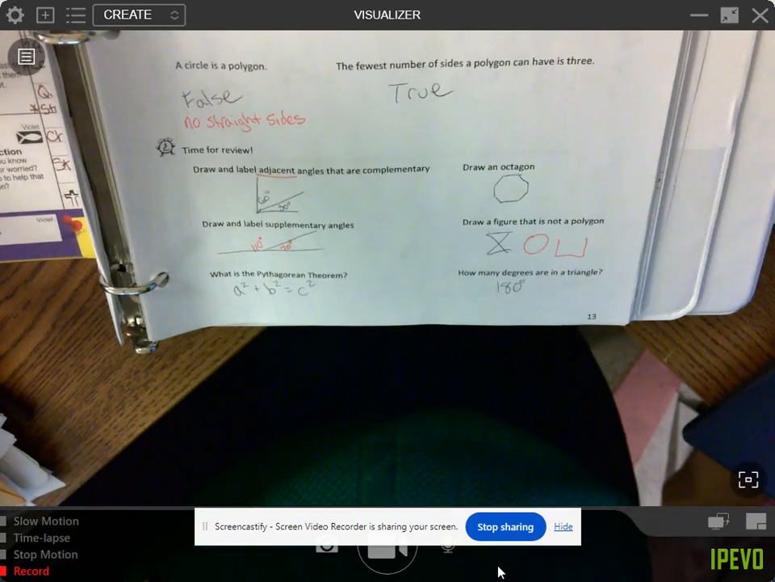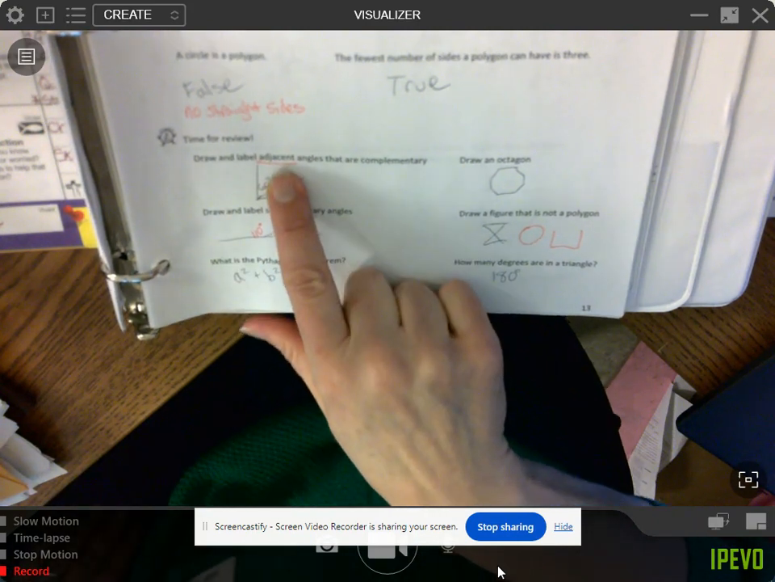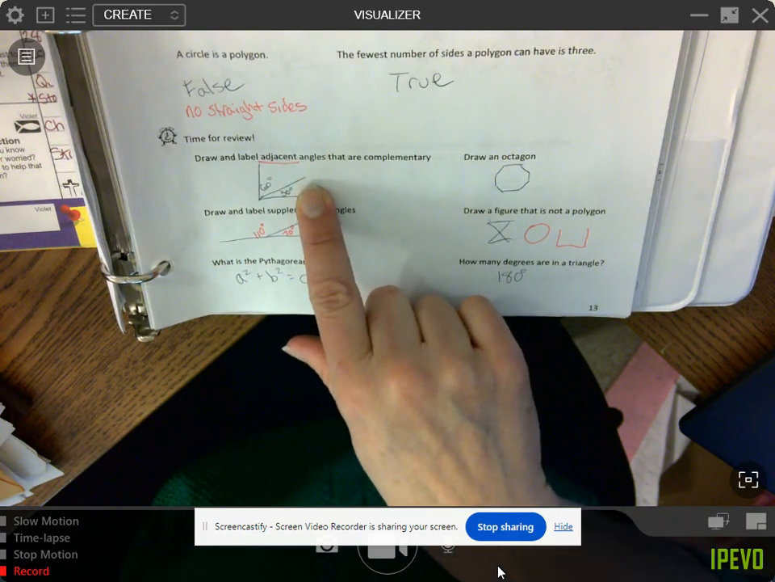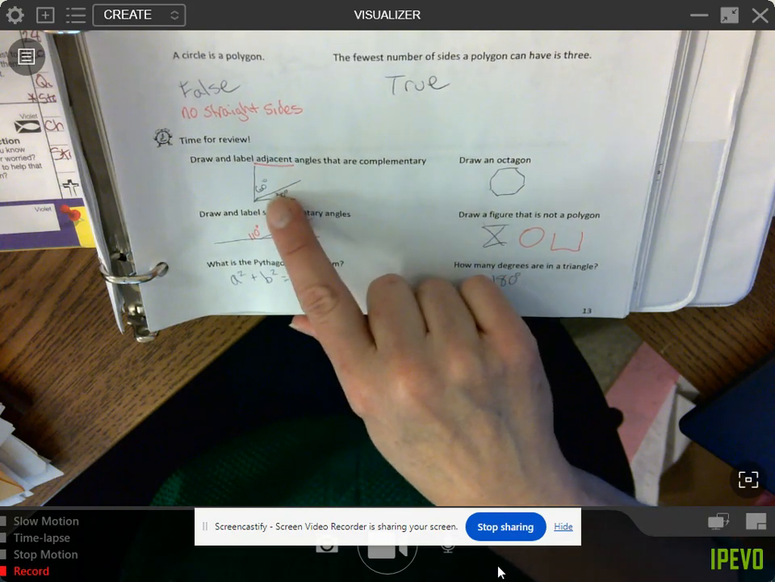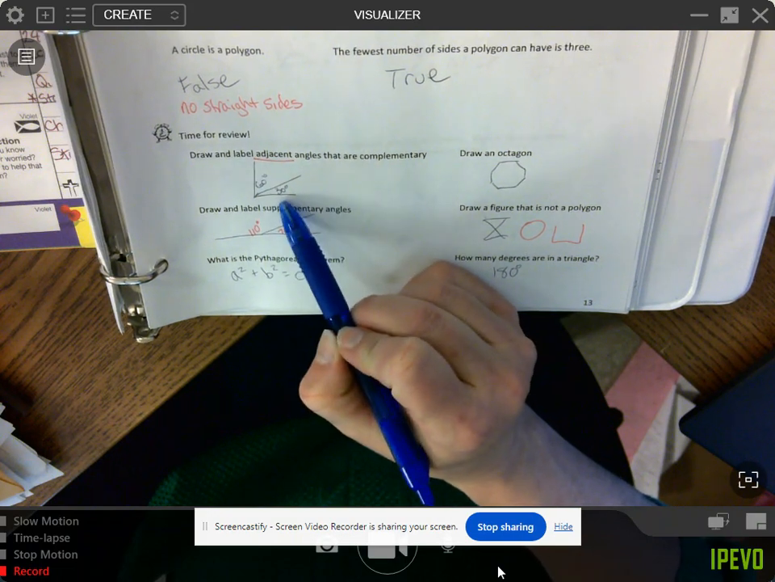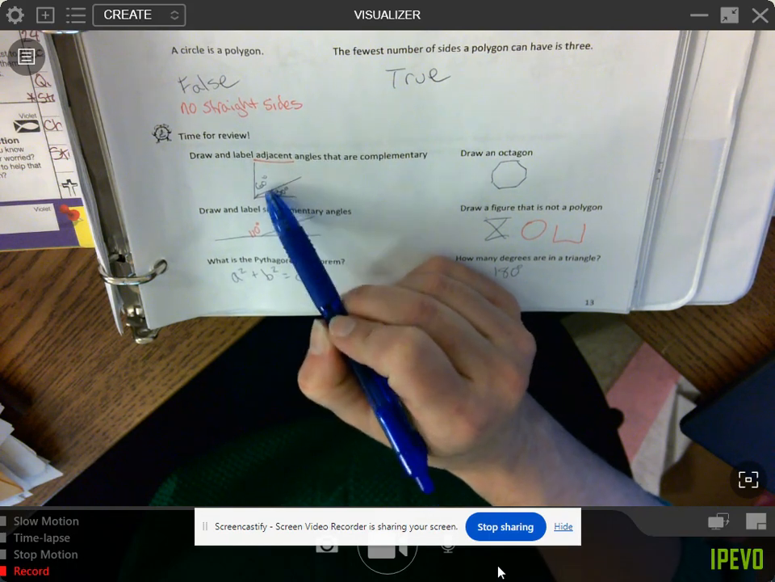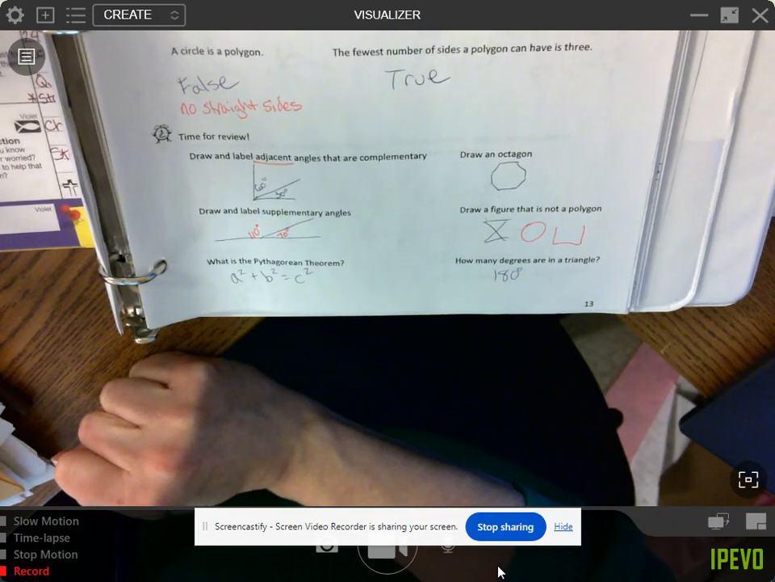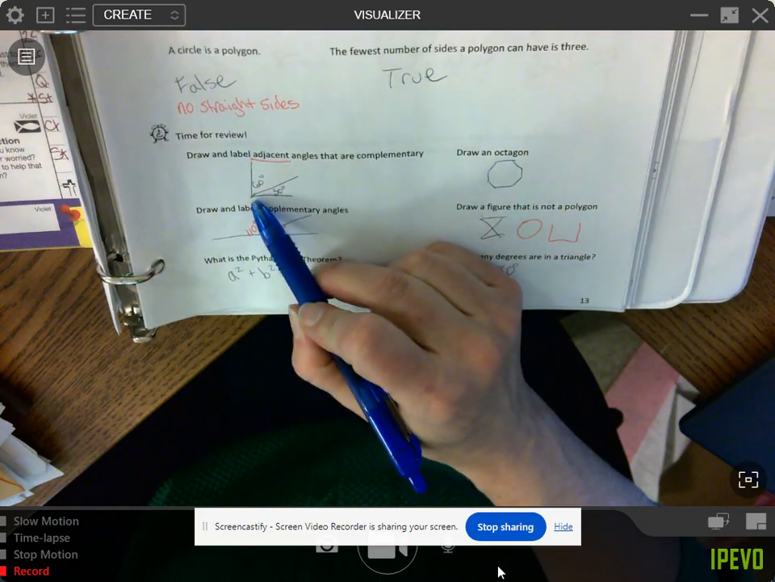And time for review. Draw and label adjacent angles that are complementary. Adjacent was back in the first objective we did in this unit. Adjacent means they share a line, a side, so they have to be inside that 90-degree angle, because complementary means they equal 90 degrees. I put 30 and 60 degrees to show that. You had to put 2 angles that add together to be 90 degrees, and they had to be adjacent.